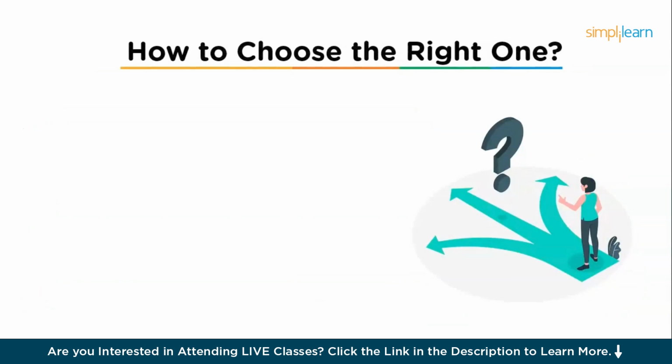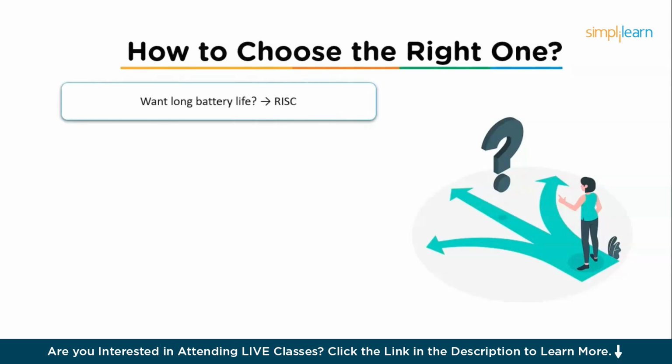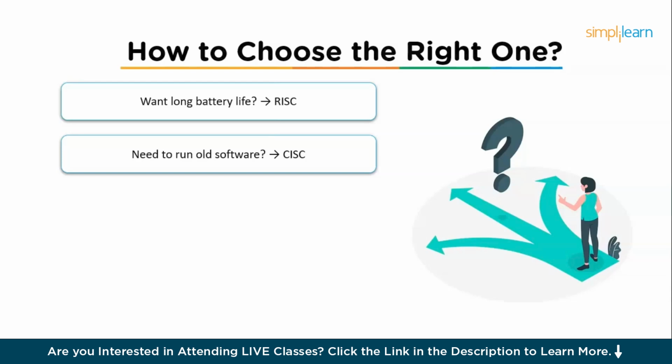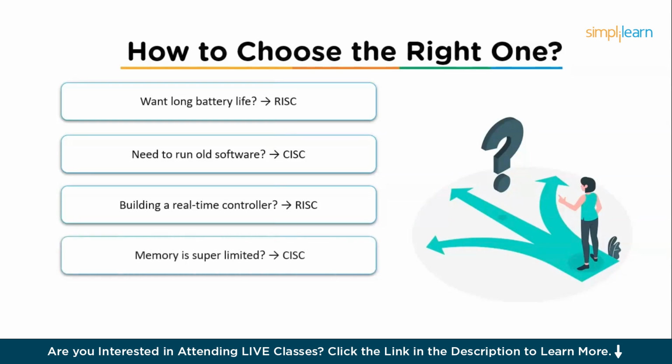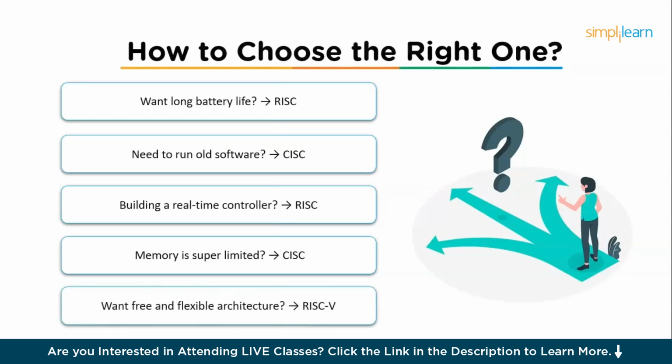So, here is a quick checklist to help you choose. If you want a longer battery life, choose RISC. If you need to run the old software, choose CISC. Building a real-time controller, then use RISC. If you're building something where memory is super limited, then use CISC. If you want a free and flexible architecture, there's no right or wrong. It's all about what your system needs the most.